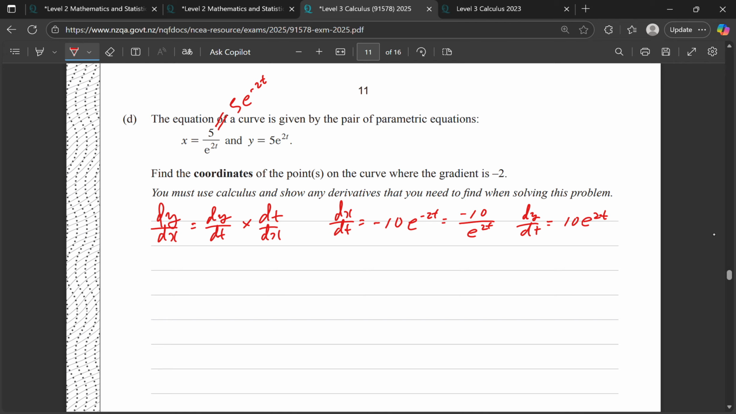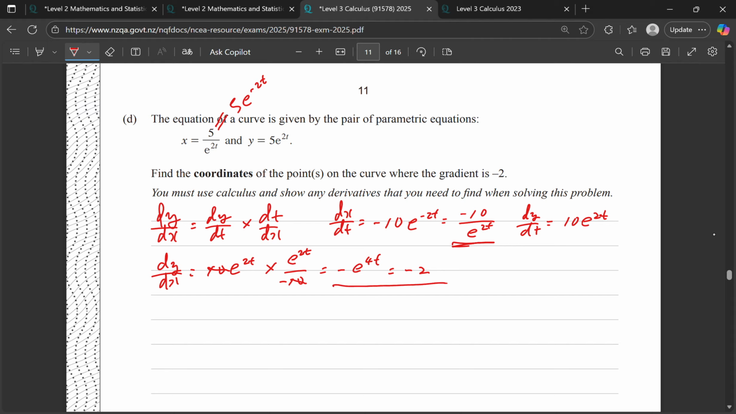So dy/dx equals dy/dt, which is 10e to the power of 2t, times the reciprocal of this, which is e to the power of 2t over negative 10. So 10 is gone, and it turns out negative e to the power of 4t, isn't it? And it says the gradient is minus 2. Okay, so that way we can find t from that.